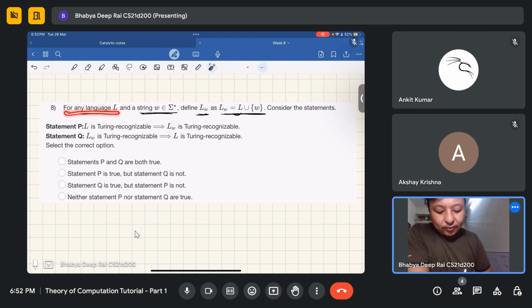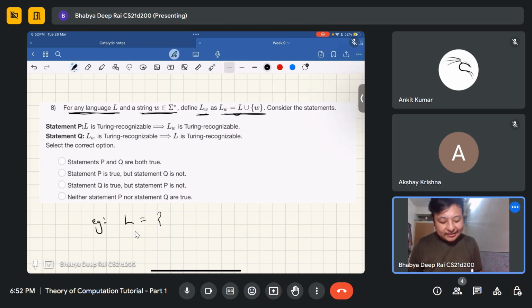Given a language L, which is a bunch of strings, and a string W, LW is just the language L where we are including the string W in it. Again, L could already have W in the beginning, but if it already has W, no problem. L will be equal to LW. Okay. Example.